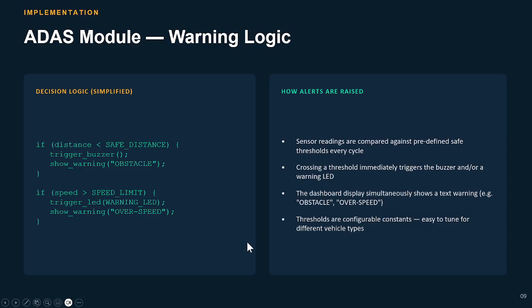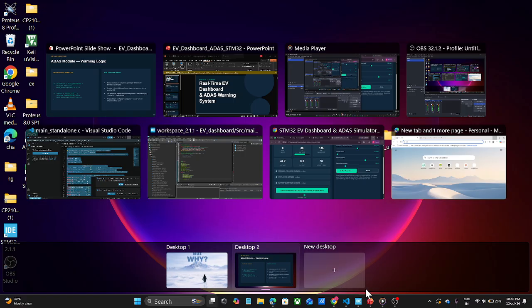So this is the logic for the ADAS module. It is threshold based and pretty straightforward. Basically, if the distance drops below a safe value, it triggers a warning. If the speed goes above the limit, same thing, it shows the warning. That is the real code I wrote for this, so I can show the C file to you.